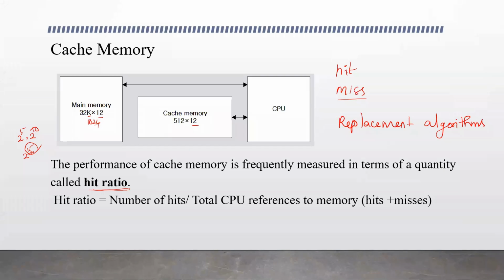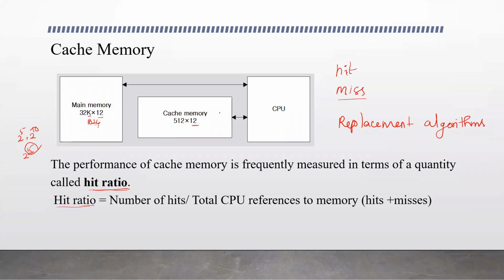What is hit ratio? Hit ratio is measured by calculating the number of hits divided by the total CPU references to memory, that is, the number of times the CPU refers to this particular memory for a word. If the word is available in the cache memory, it is a hit. If it is not available, it has to be taken from main memory. The number of hits by the total number of times the cache memory is referred by the CPU, that is the hit ratio.